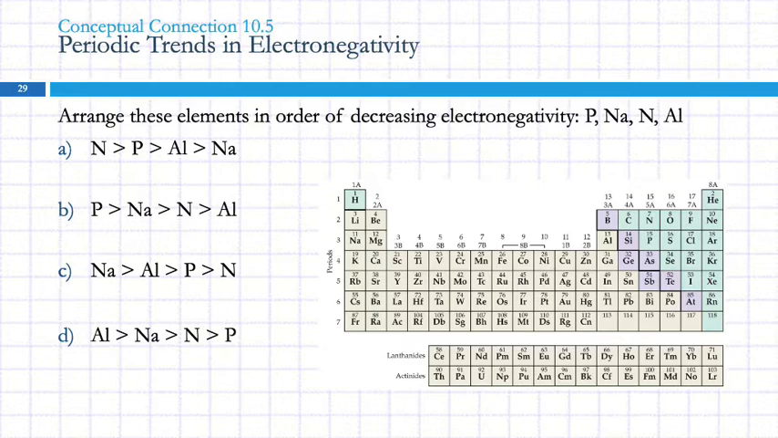So we have to find these on the periodic table first. So here's phosphorus, and sodium is over here, and then nitrogen's up here, and aluminum. Let's try that again.